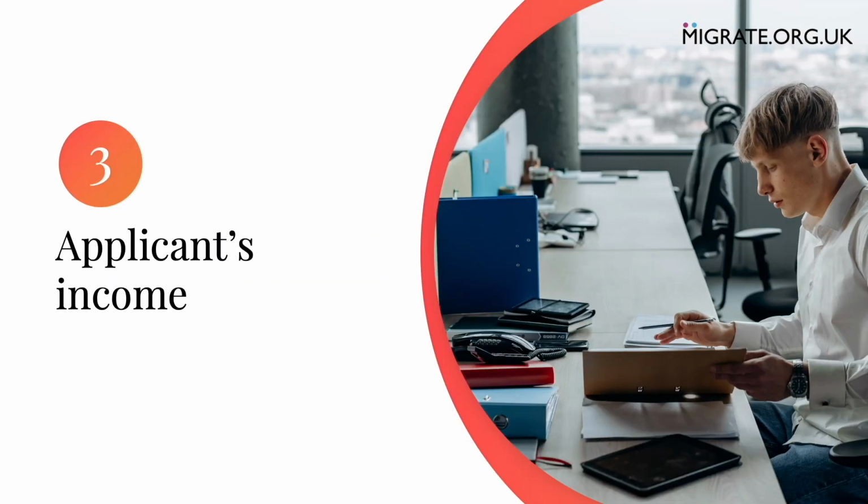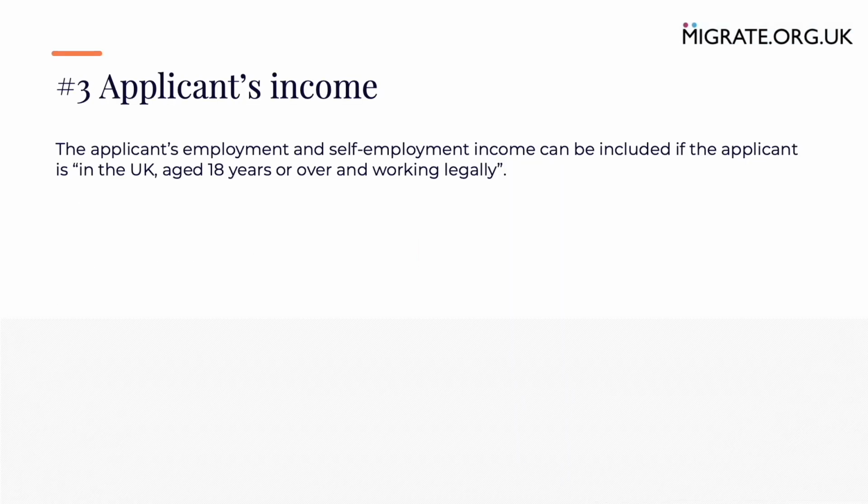The next mistake that we will discuss is not knowing when the applicant's income can be included towards the financial requirement. We will start with employment and self-employment income. The immigration rules say that the applicant's employment and self-employment income can be included if the applicant is in the UK, aged 18 or over, and working legally.